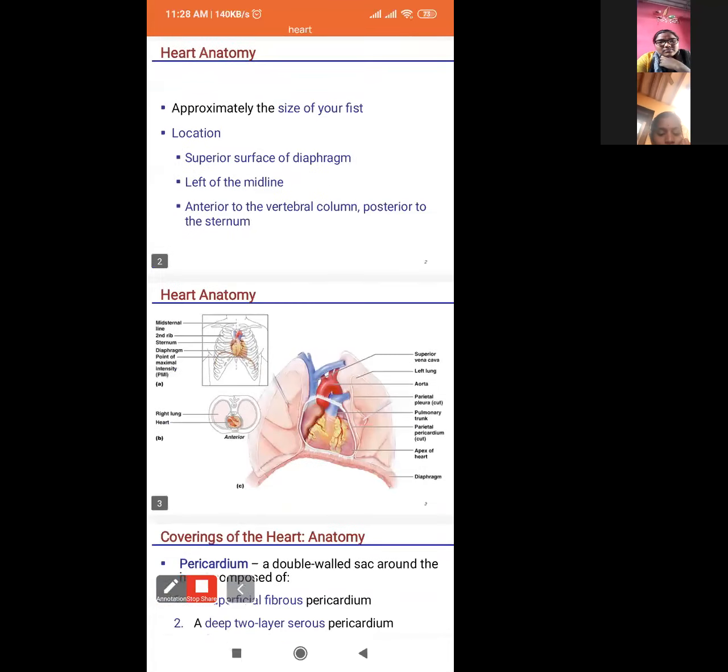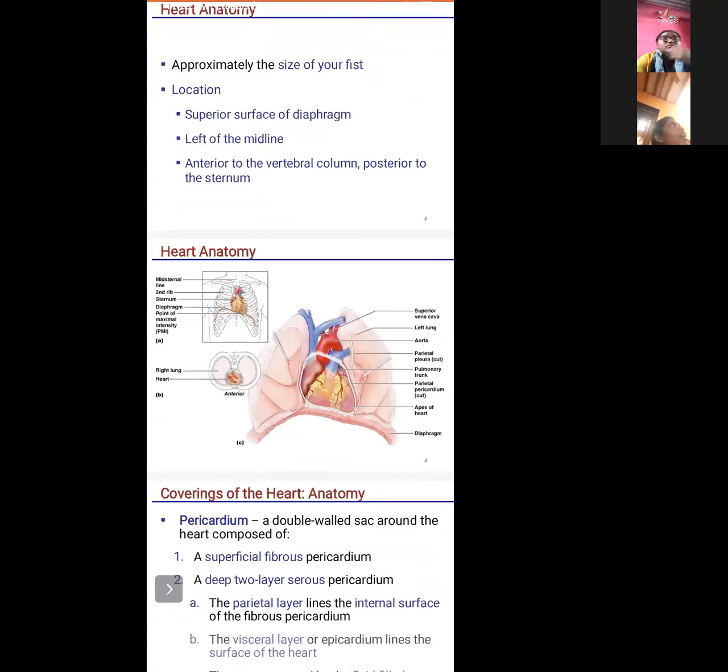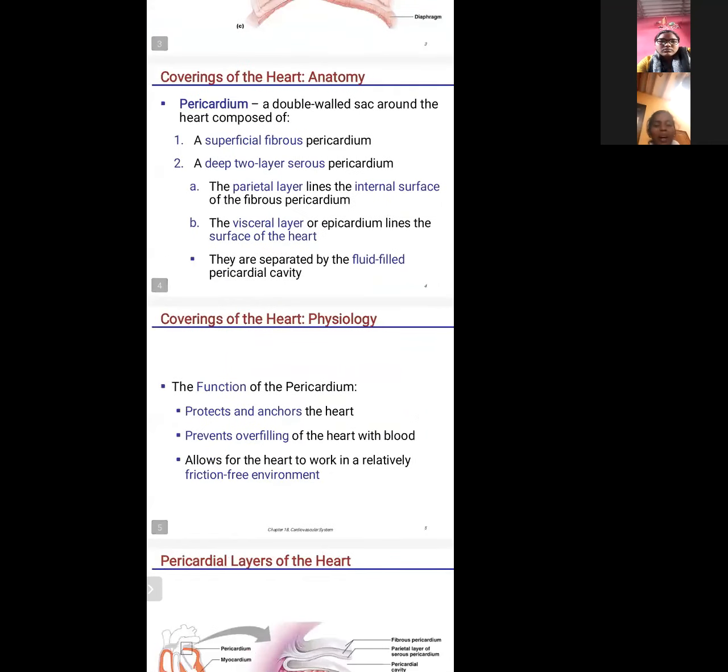See, we have seen the parts of the heart. So the pericardium is a two-walled sac around the heart. The first one is the superficial fibrous pericardium. The deep layer is the serous pericardium. The function of the pericardium is to protect the heart and prevent overfilling.